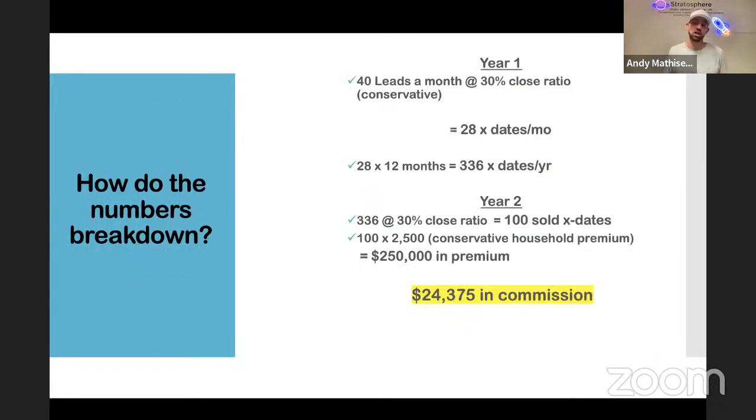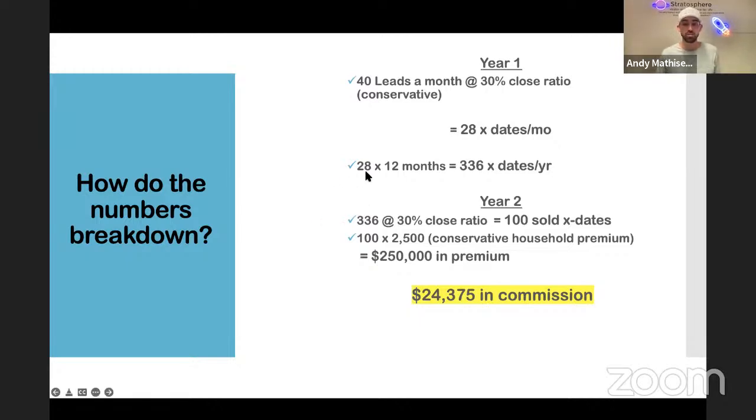This is an interesting concept if you look at X-Dates specifically. Say you have 40 leads in a month, and conservatively, whether it's the 43% example I used earlier or a 30% close ratio, whatever your close ratio is, you know the math. It turns out to be 28 X-Dates a month. So you have 28 people this month that didn't move forward. That means 6 months from now, I have 28 people to call to resell.